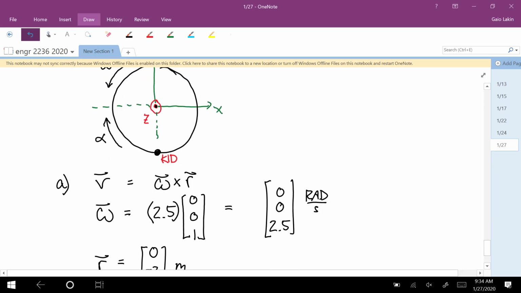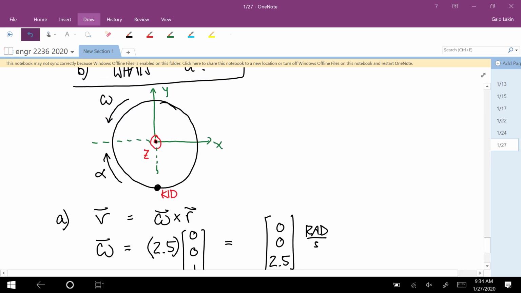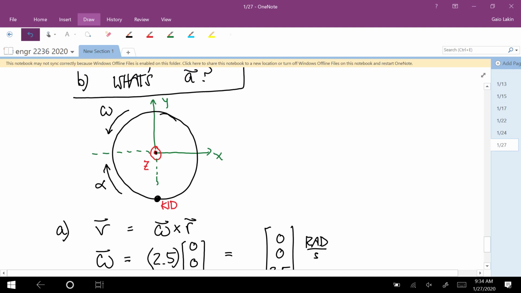Yeah, it's a very powerful thing. Wait till you see the next step. So does it make sense that the kid's velocity at this instant is in the positive x direction? Yeah, that's where it has to be: tangent to the circle in the direction that it's rotating. Yes?